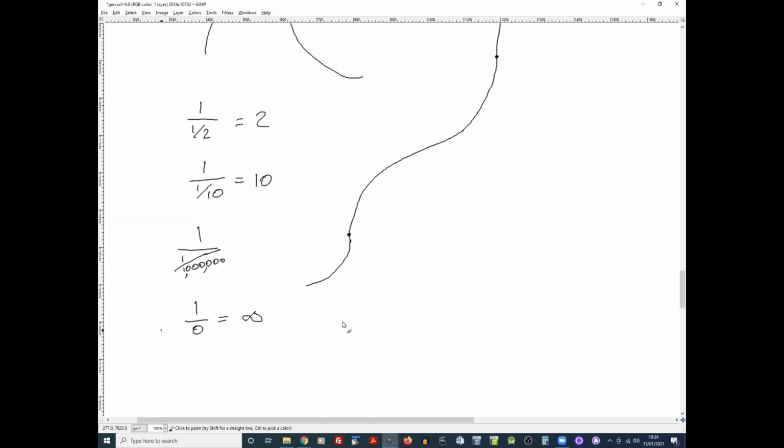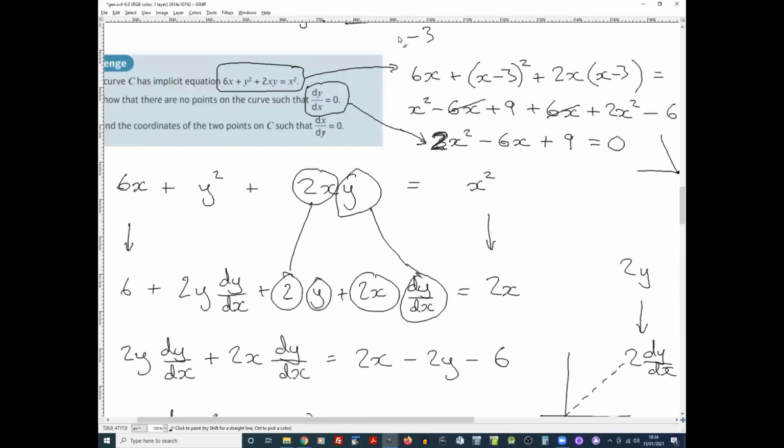Because infinity is not a number. You've heard that kind of doctrine. That's all I'm getting at. Yeah, no, that does make sense. A gradient that is infinite. Cool.